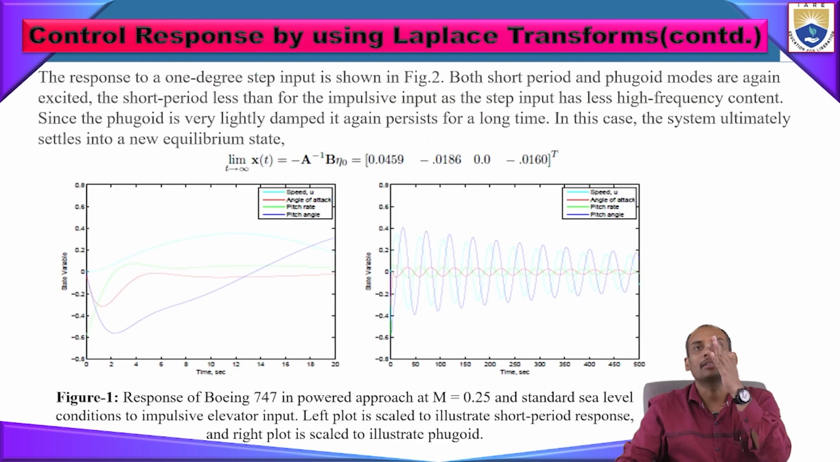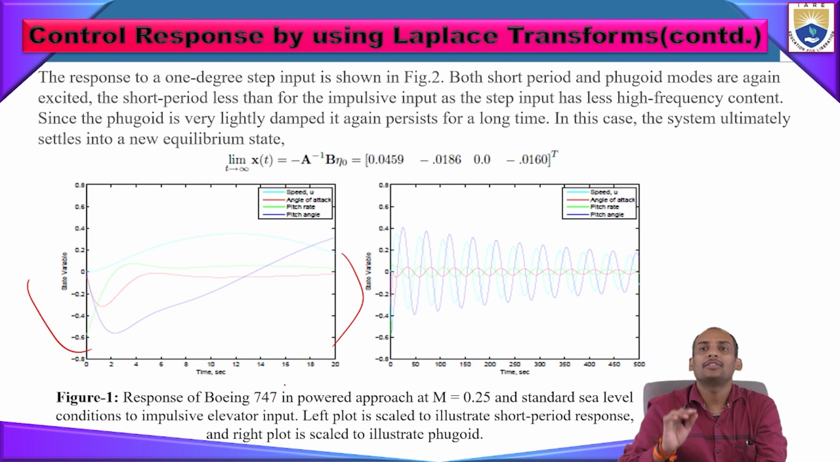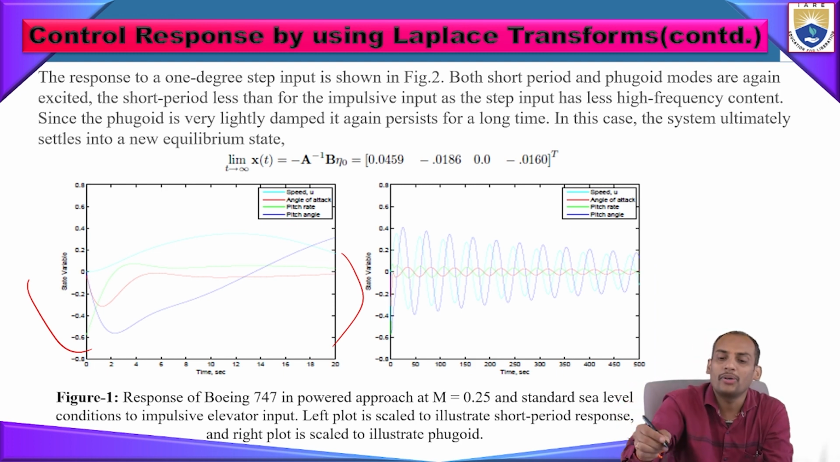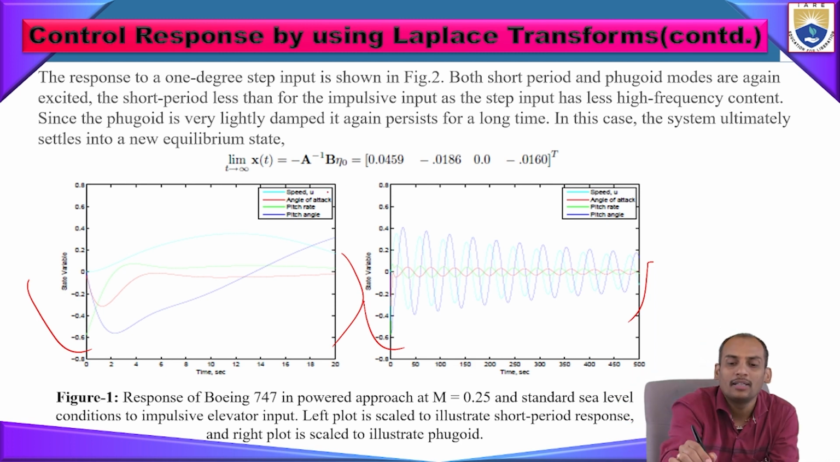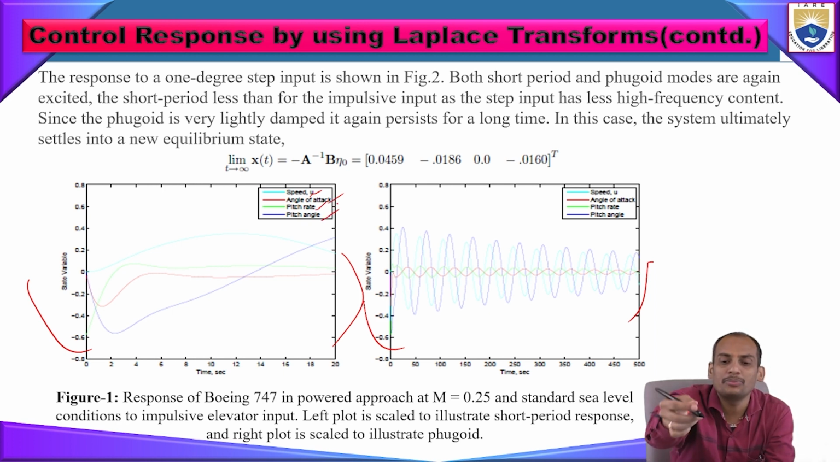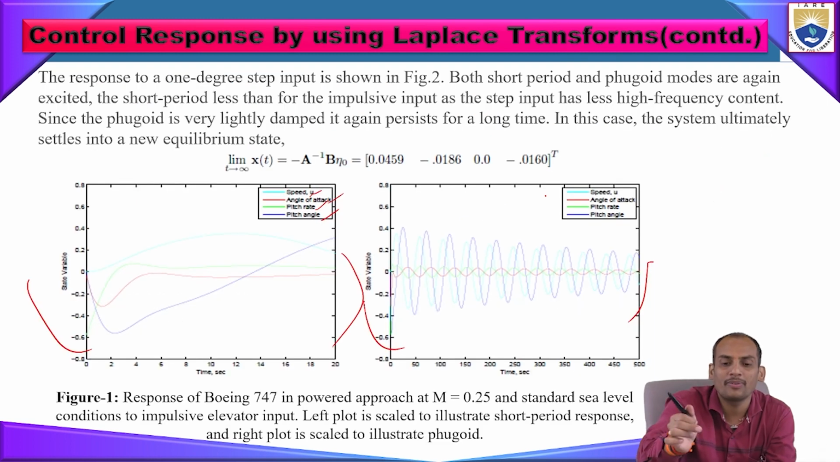You just see the frequency response for this one. First, you see the response of the Boeing 747 at sea level condition to an impulsive elevator input. The left plot is for the short period response, and the right plot is for the phugoid response. You see here the speed u, the angle of attack, pitch rate, and pitch angle. That means the speed is u by u naught, then angle of attack, pitch rate, and pitch angle.